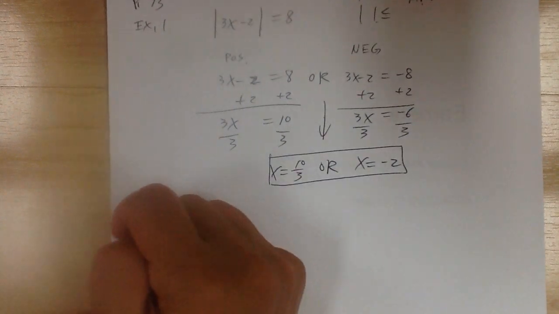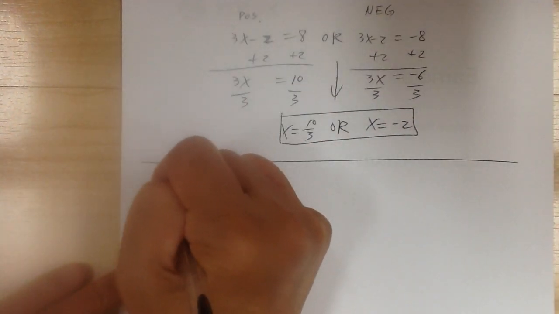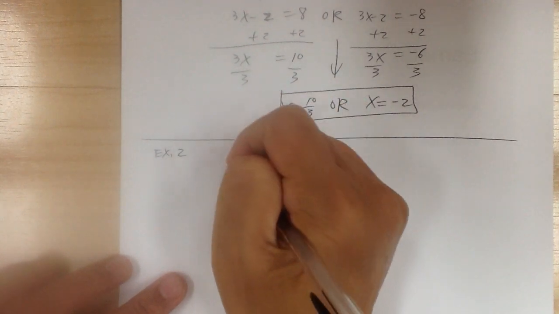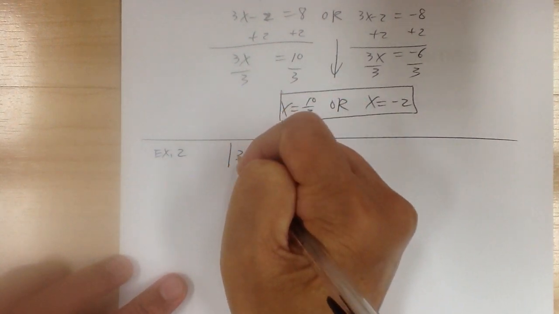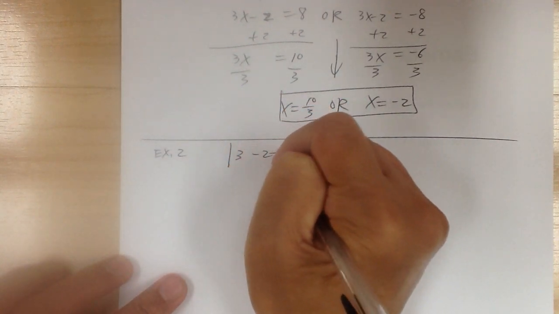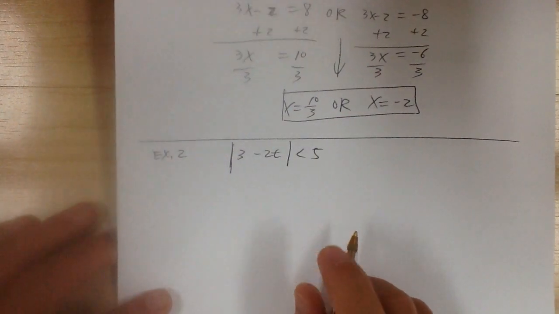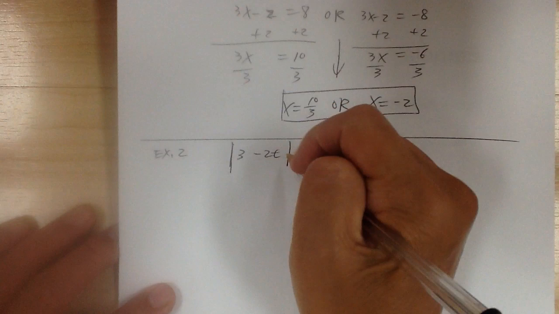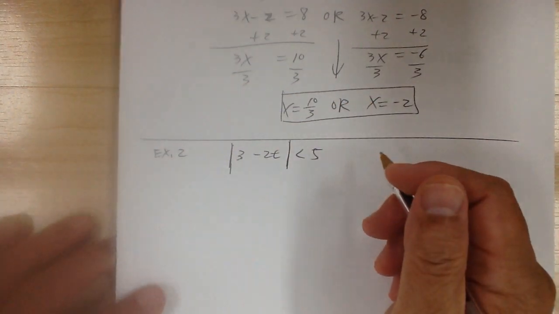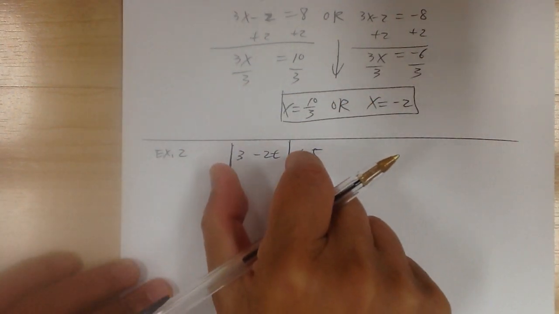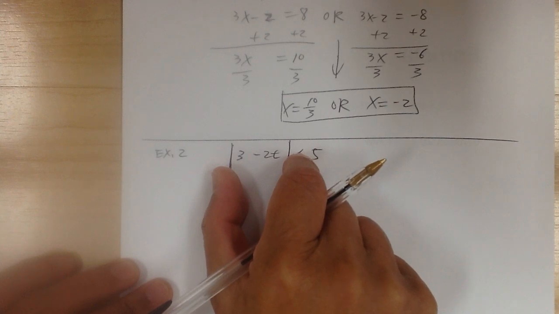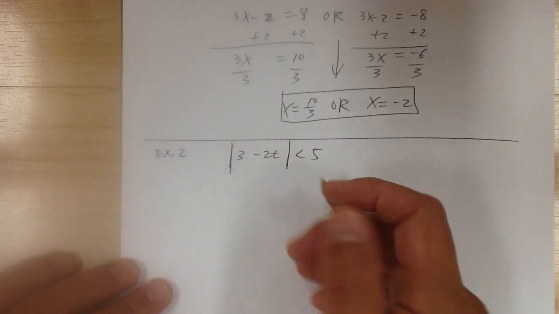Okay, let's go to example 2. The absolute value of 3 minus 2t is less than 5. First thing, make sure the absolute value is by itself. So yes. Once you do that, now you're going to change one absolute value inequality into two inequalities.